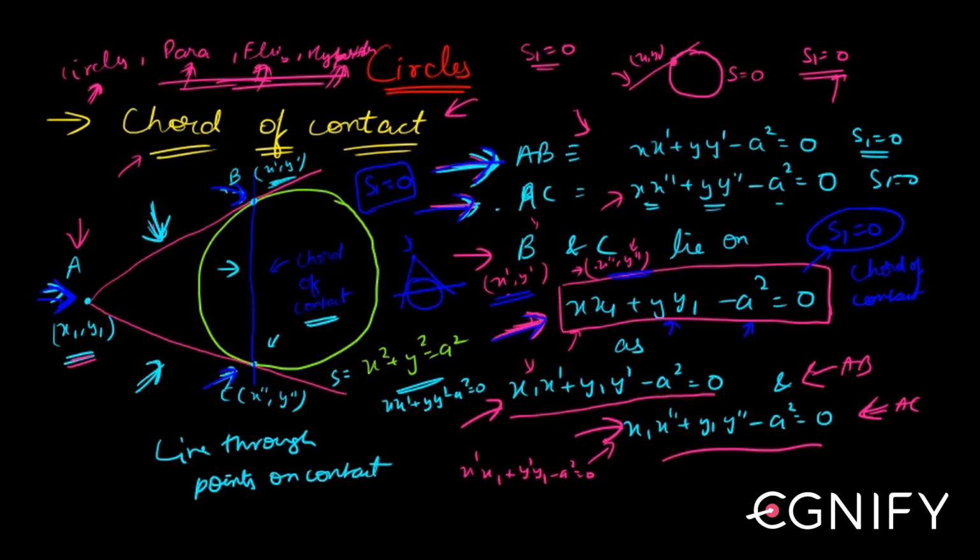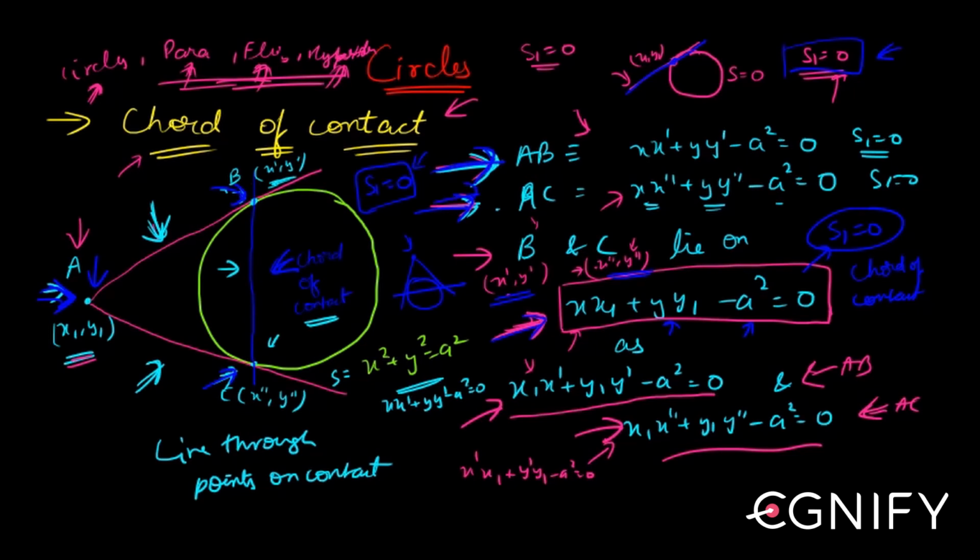Now, how is it that the equation of the tangent is also S1 equal to 0 and the equation of the chord of contact is also S1 equal to 0, right? So we saw the equation of tangent is S1 equal to 0, and for chord of contact also it is S1 equal to 0. Yes, the question is, if your point is on the circle, then S1 equal to 0 will give me the equation of the tangent. But if your point is outside the circle, then S1 equal to 0 will give me the chord of contact. So this is the difference I want you to note.